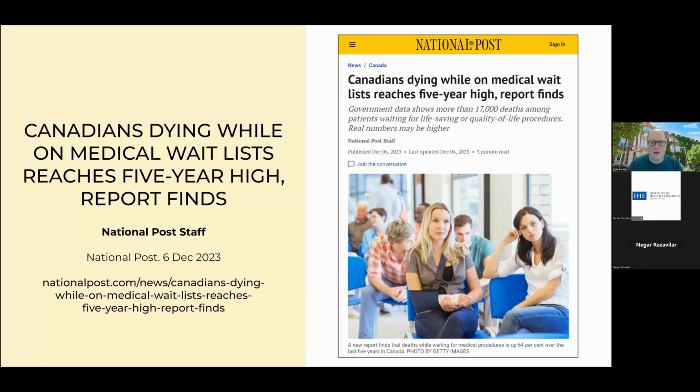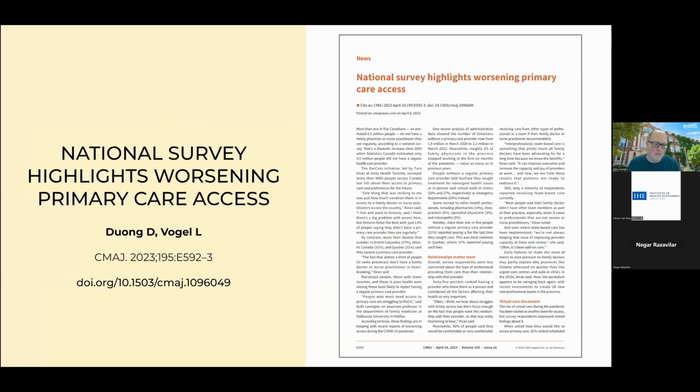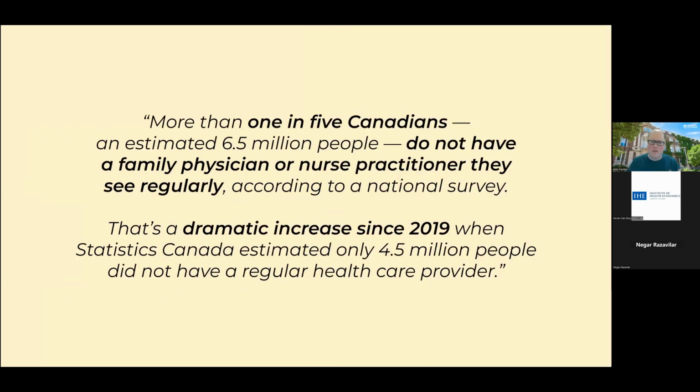That's one possible purpose of those limited dollars. Here's another link from the CMAJ. This article was published last year in the CMAJ. National survey highlights worsening primary care access. And this is a quote that jumped out at me from this article. More than 1 in 5 Canadians, an estimated 6.5 million people, do not have a family physician or nurse practitioner that they see regularly, according to a national survey. That's a dramatic increase since 2019, when StatsCan estimated only 4.5 million people did not have a regular healthcare provider.